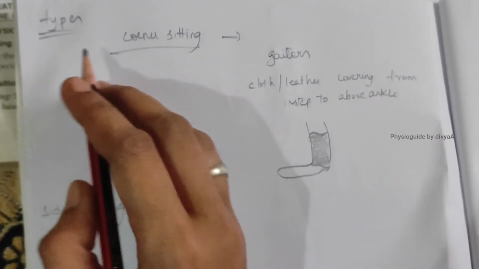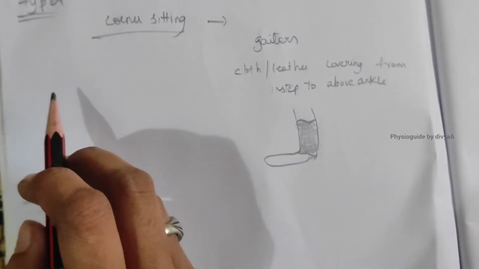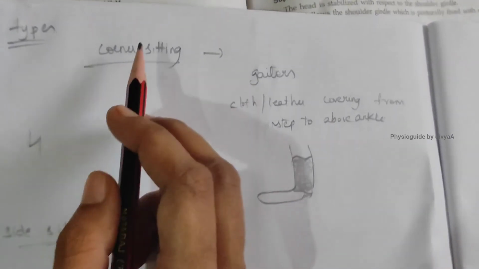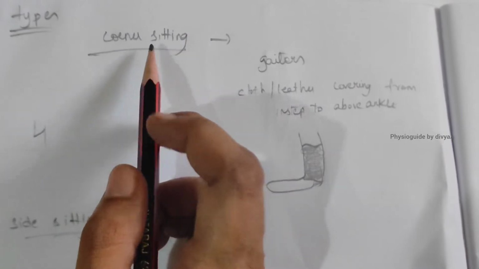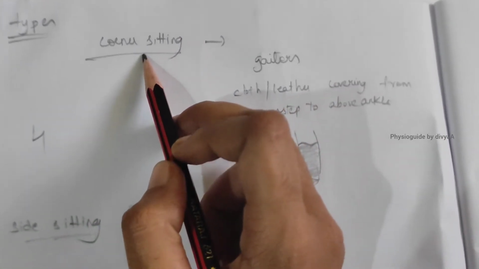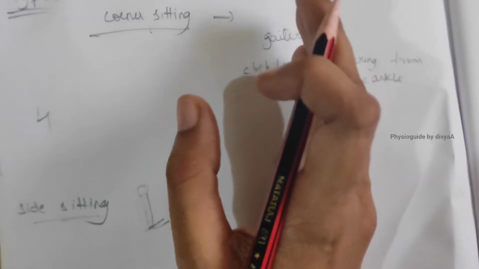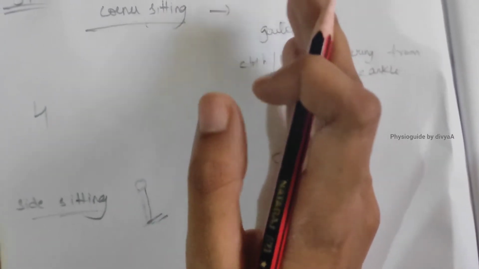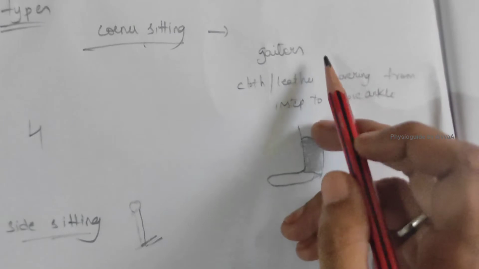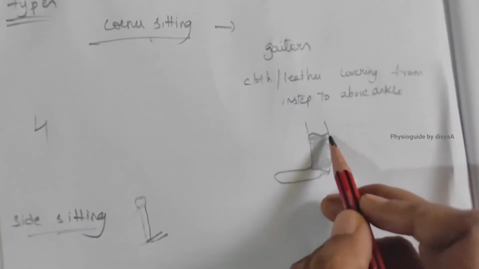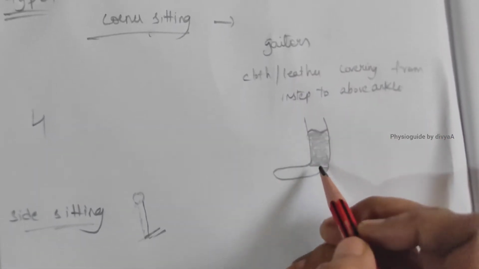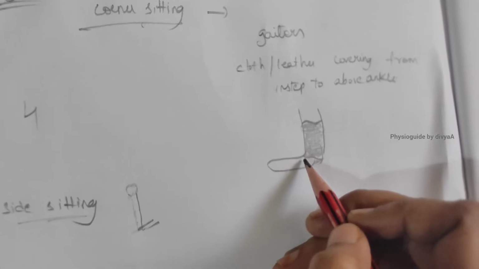Now types. In floor sitting there are four types. First one is corner sitting. In this corner sitting, the child sits supporting the back with a corner. In the corner of the wall, they sit on a chair or sofa with legs supported by gaiters. Gaiters means a cloth or leather covering from the instep to above the ankle.